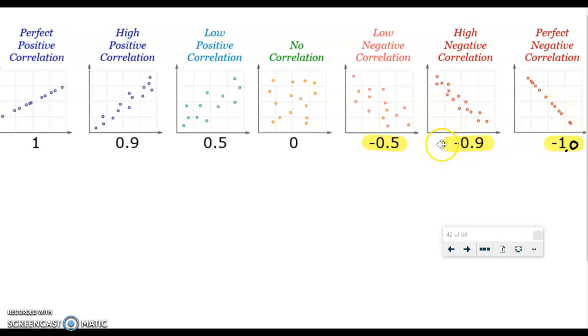Now, I'm going to give you some examples here, but they don't use the exact words. Instead of saying low, they say weak. And instead of saying high, they say strong. So just be aware that the low is weak and high is strong. So let's take a look at a couple examples.